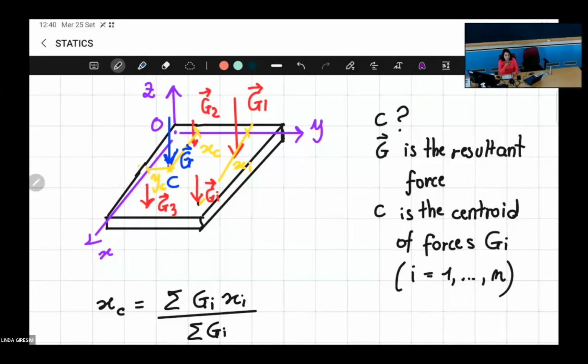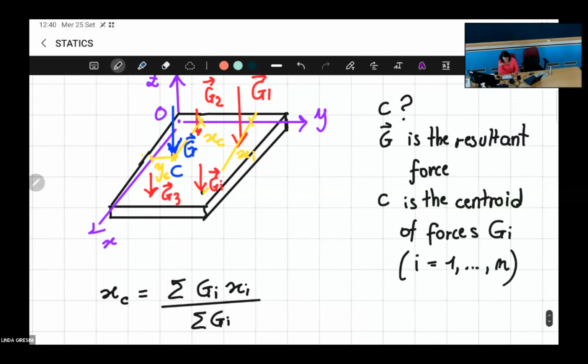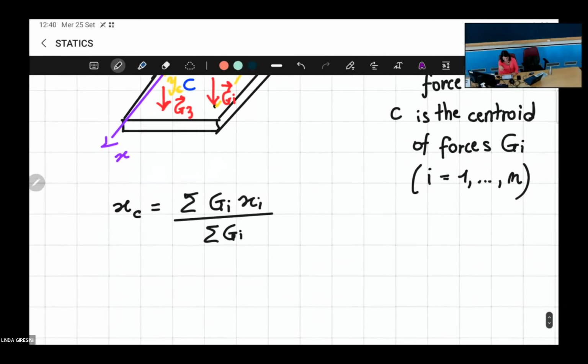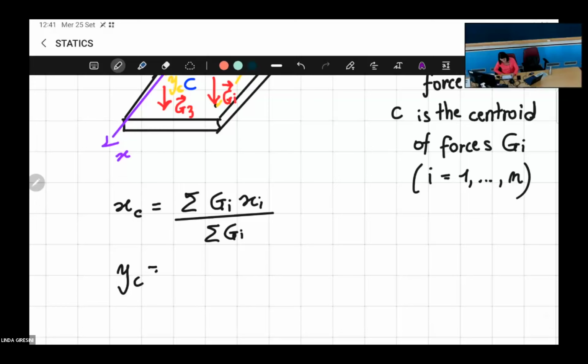It's a kind of weighted average, with the weights being the distances of the single forces from the axis. It's possible to demonstrate this formula, but we won't do that, because we don't have enough time. So YC similarly is the sum of Gi times Yi divided by the sum of Gi. Okay.